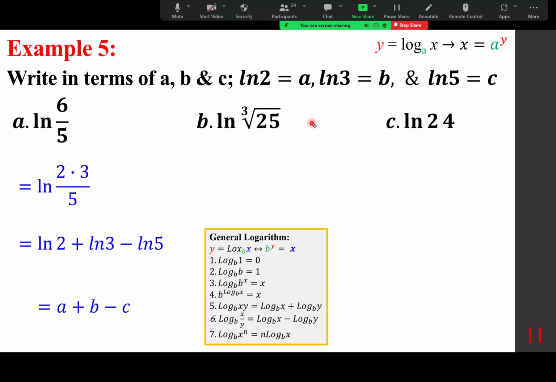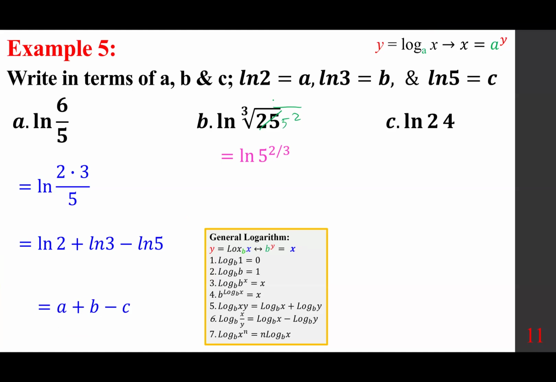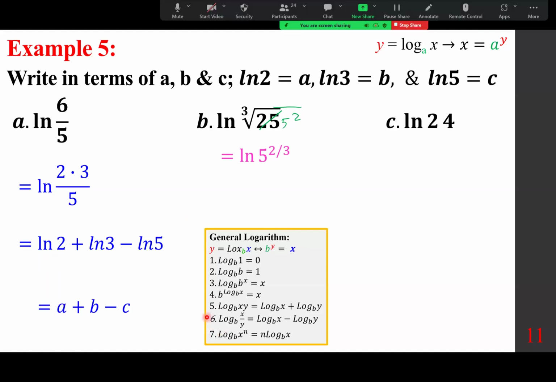A cube root of square root of 25. First and foremost, this is 5 squared. And so you have ln of 5 to the power of 2/3. All I'm doing is exponential rules, going from root format to exponential format. And now, using number seven, I'm going to put 2/3 in front and replace the ln 5 with C: 2/3 C. We are done.